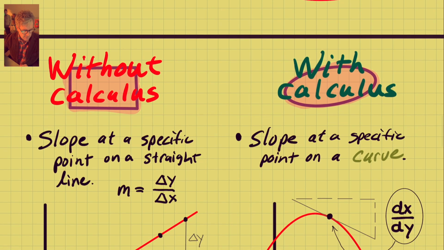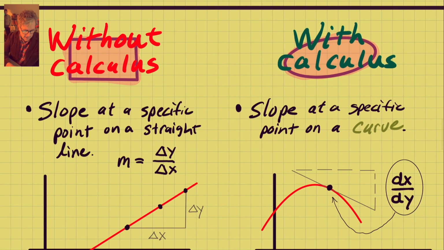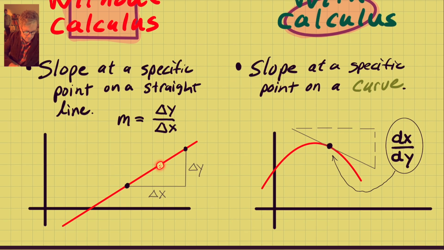Okay, the second big example has to do with slope. And so in the algebra world, we're used to being able to identify the slope at a specific point on a straight line. Now, the key here being straight line. Okay, now if I want to know the slope at this particular point right here, and it happens to be on a straight line, well, the slope at that point is the same as the slope at any point on this line, right? It's just going to be the slope of the line. And so we know m is equal to the rise over the run, and that's how we identify the slope of a straight line, and hence the slope at any point on a straight line.